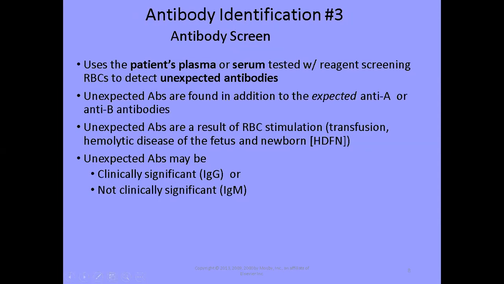So when we're performing an antibody screen, we use the patient's plasma or serum. Okay, just like we use the patient's plasma or serum in reverse ABO typing to see what naturally occurring ABO antibodies they have, we can use that patient's serum or plasma in the antibody screen test to determine if they have any unexpected antibodies. Okay, and so we also use reagent screening cells, and we're going to look at them again in a few minutes. So unexpected antibodies can be found in addition to the expected or naturally occurring antibodies that a person may have, the anti-A or anti-B, depending on their blood type.